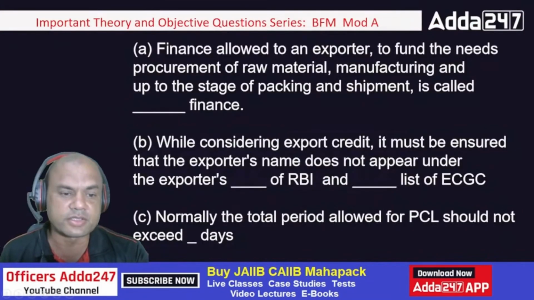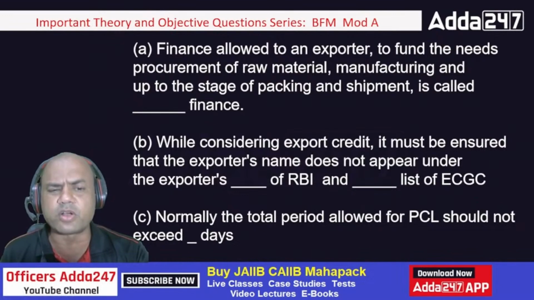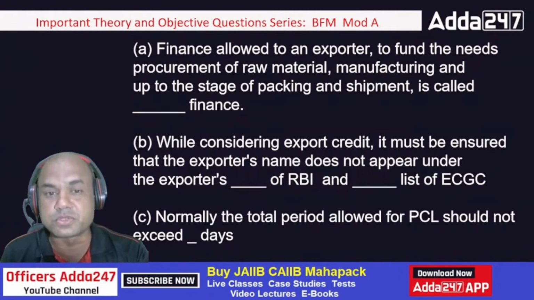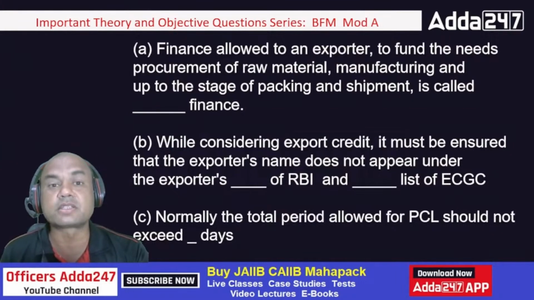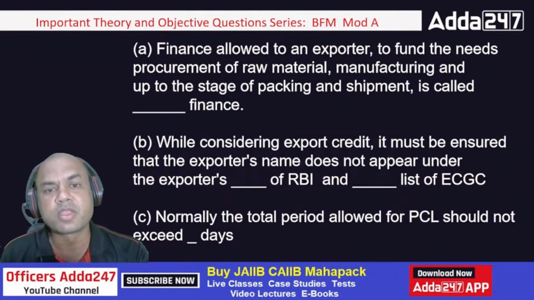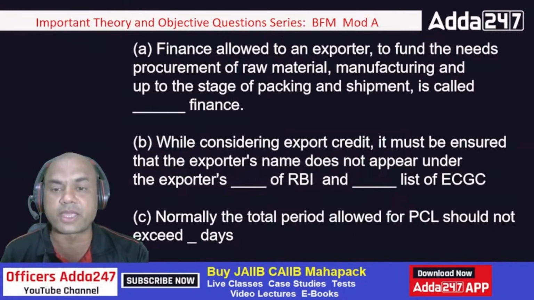So let's start. See this. We are today solving objective questions, the important ones. All is never possible, isn't it? Because this topic is so huge. We can just cover some part of it, majority, as much as possible. So let's start. Finance allowed to an exporter to fund the needs of procurement of raw material, manufacturing, and up to the stage of packaging and shipment is called as dash finance.